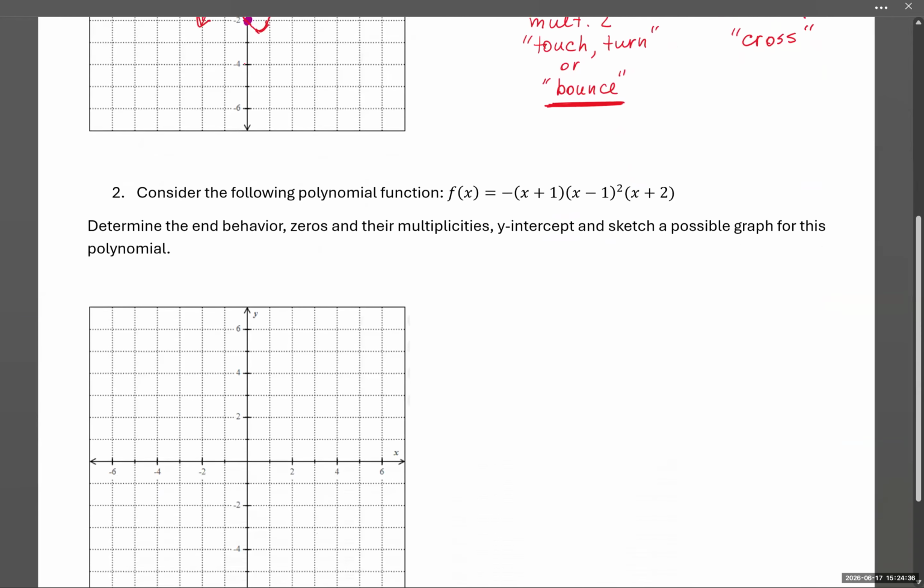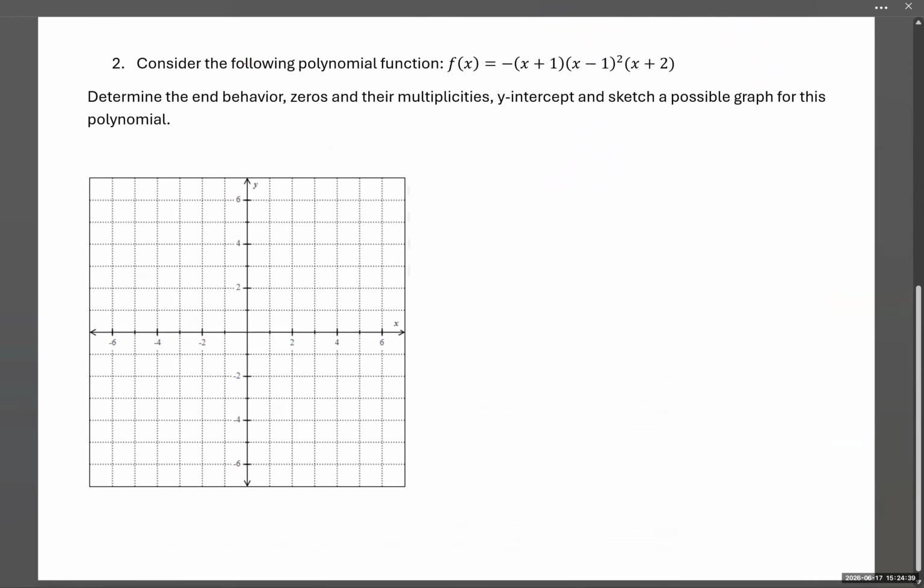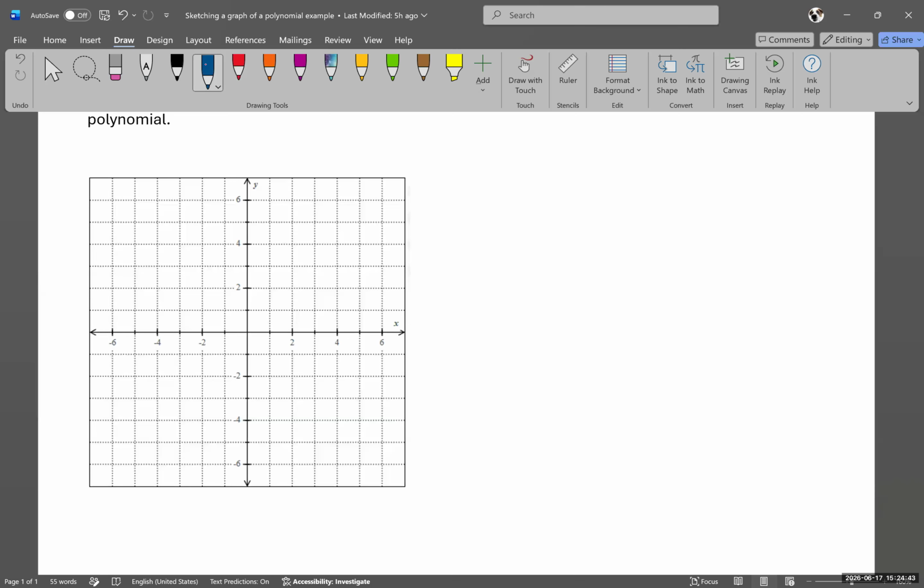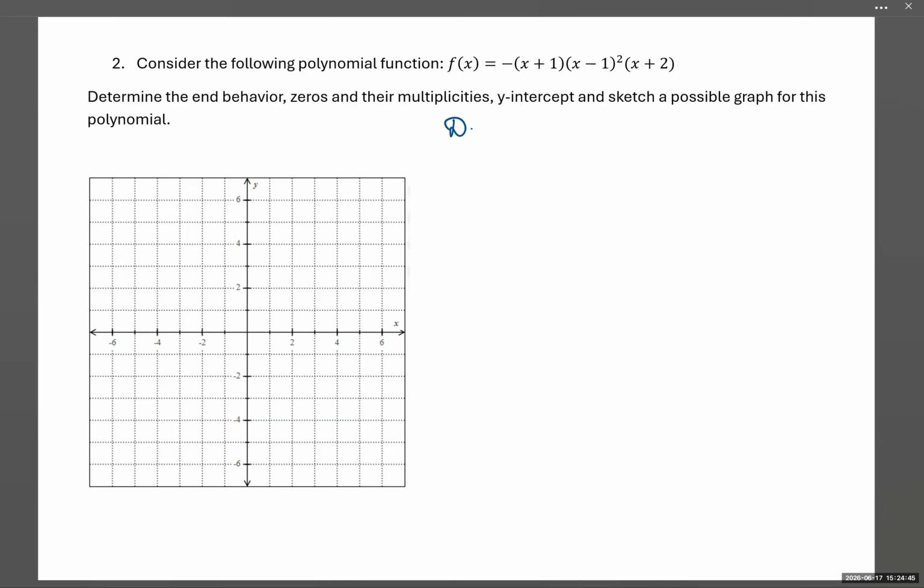Let's look at a different one. This function will start with the degree and the leading coefficient. The degree will be 1 x, 2 x's here because the parenthesis is squared, so 1 plus 2 is 3, and plus another 1, the degree is 4. Leading coefficient is negative 1. So for this function, even degree, negative leading coefficient, both ends will point down.